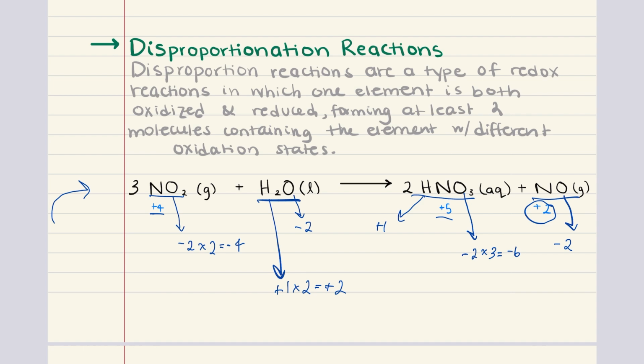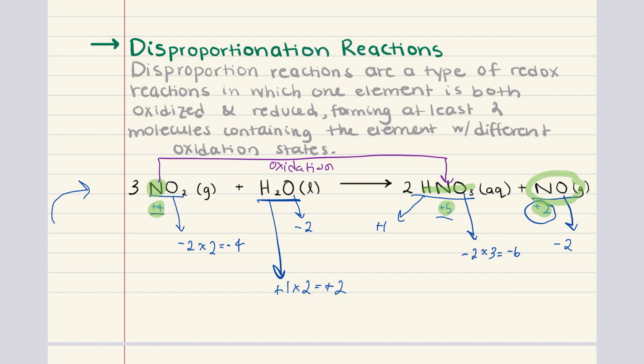Now, taking a look at everything we've solved here, our nitrogen in the reactant side has an oxidation number of +4. In the product, nitric acid, nitrogen has an oxidation number of +5. Simultaneously, in the product, nitrogen monoxide, nitrogen has an oxidation number of +2. So if we compare +4 to +5, we notice that we're increasing the oxidation number, which means we're losing electrons, and that is oxidation.